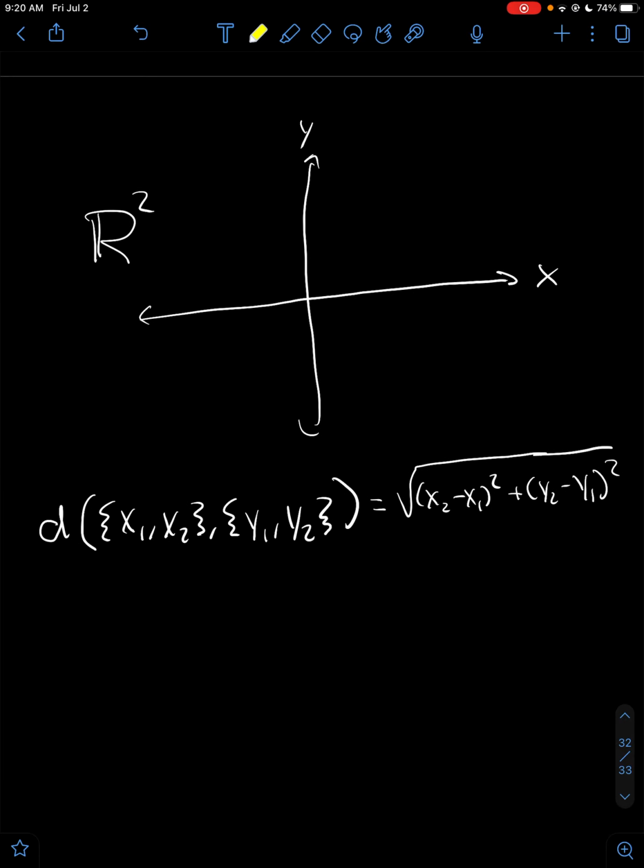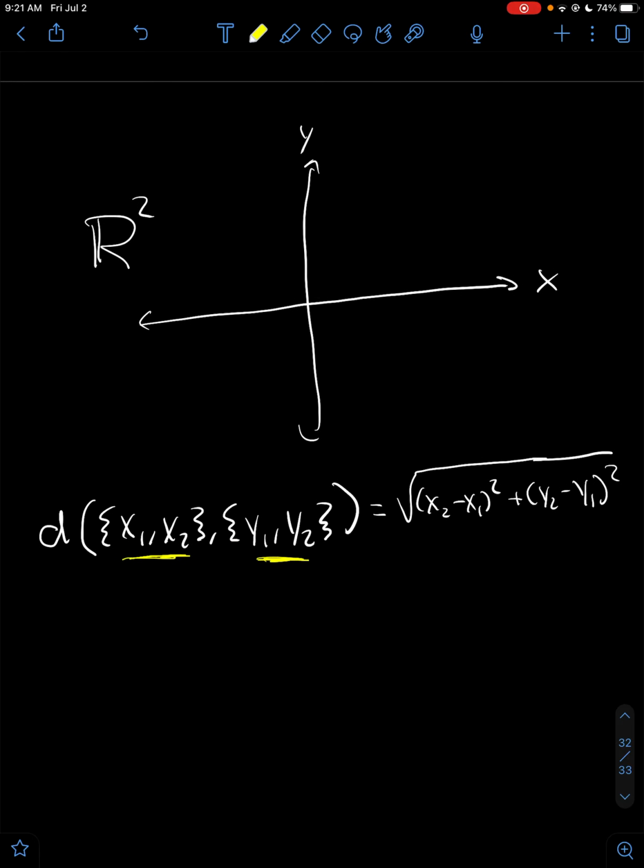So here is another example of a metric on the R2 space. I've seen this one in geometry. The distance between 2 points x1, x2, and y1, y2. I think I actually wrote this one wrong. My bad. This should be x1, y1, and x2, y2 equals this.